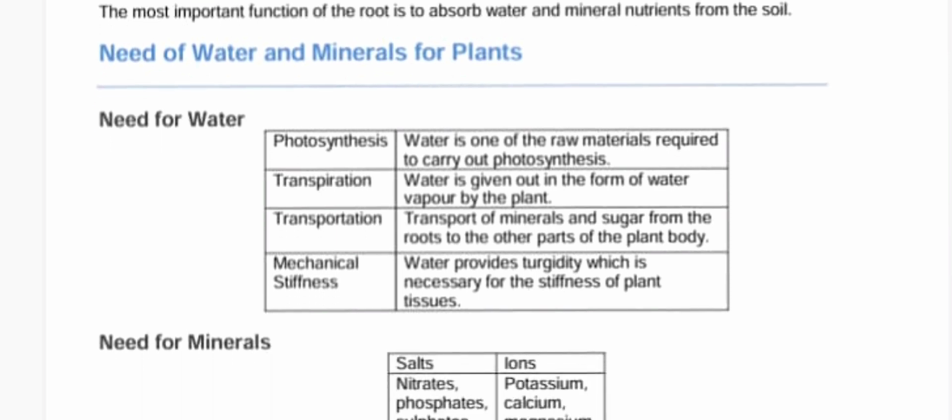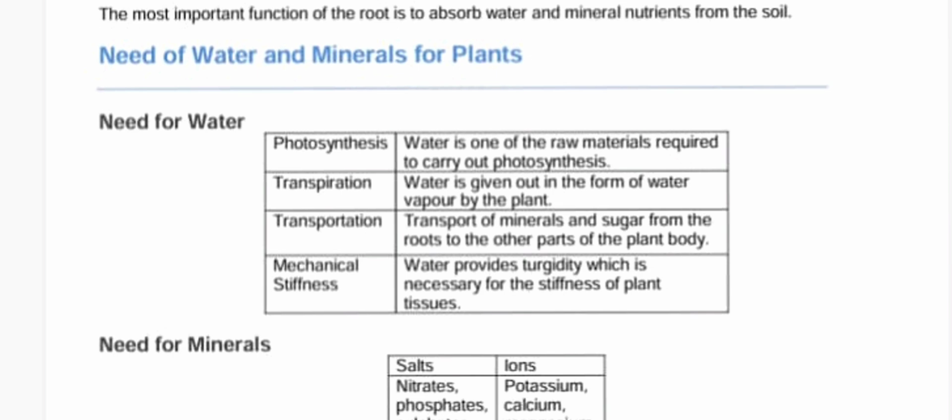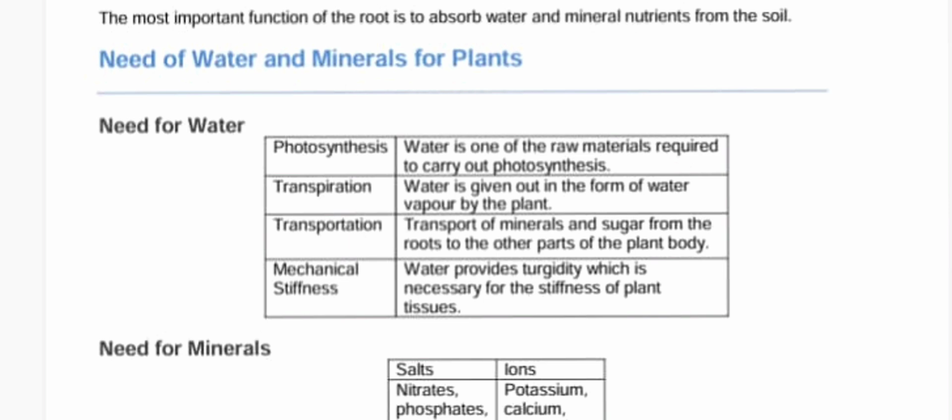So what is the need of water in plant? It's photosynthesis, transpiration, transportation and mechanical stiffness. How does it all happen? As everyone knows, water is required for photosynthesis, as a raw material.